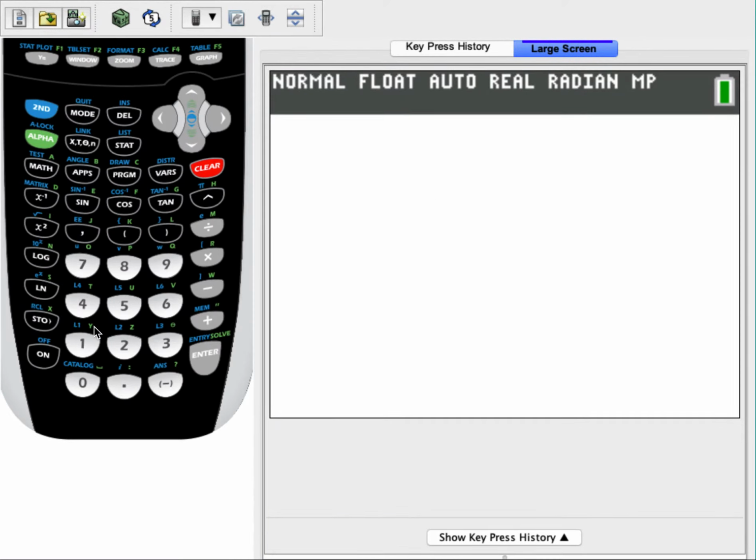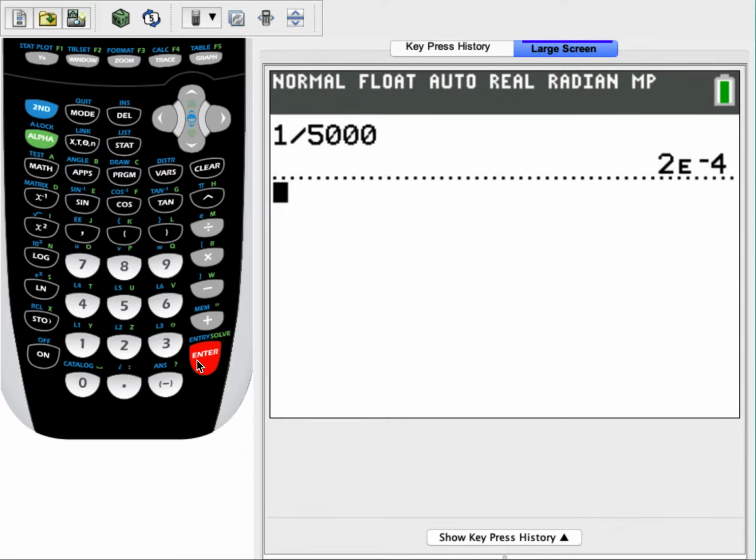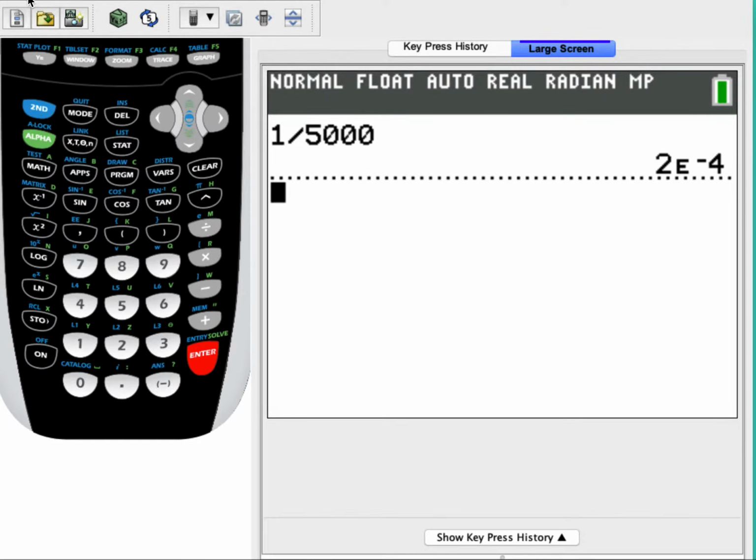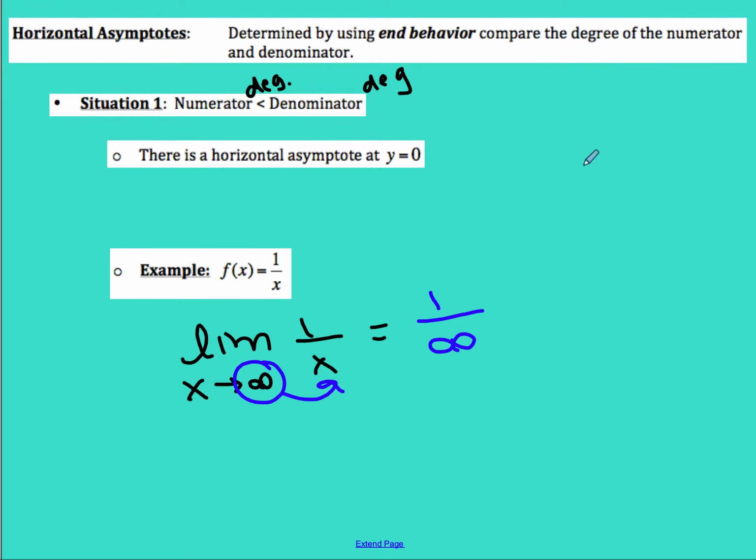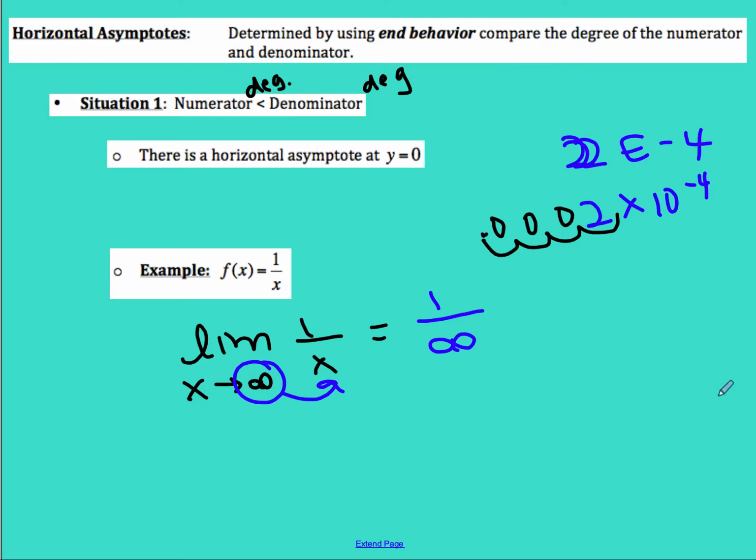If I even go on my calculator and take 1 divided by 5,000, it's 2 times e to the negative 4th. What this means is 2 times 10 to the negative 4. So you take your decimal and move it over 4 times, so it'd be 0.0002. And that's just by dividing by 5,000. If you were dividing by 5 million, it'd get even smaller. So it's a number that gets really, really close to 0. That's what happens when your numerator degree is less than your denominator degree.